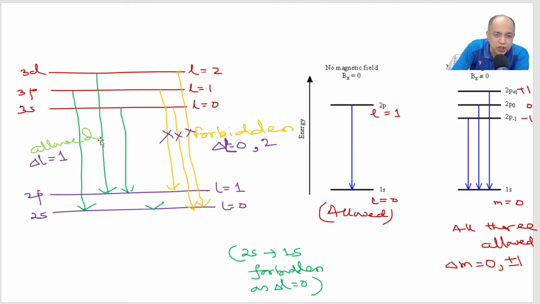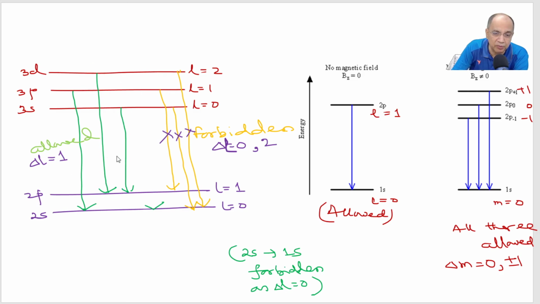Similarly, 3D to 2P is allowed. We took that in our H alpha line. 3D to 2P, that is allowed. And 3S to 2P allowed. 3P to 2S allowed, and 3S to 2P allowed. In all these cases, delta L is either plus 1 or minus 1, and 3D to 2P is allowed.